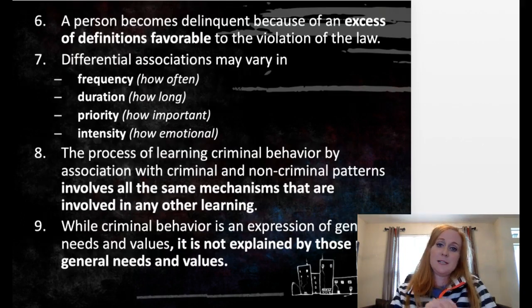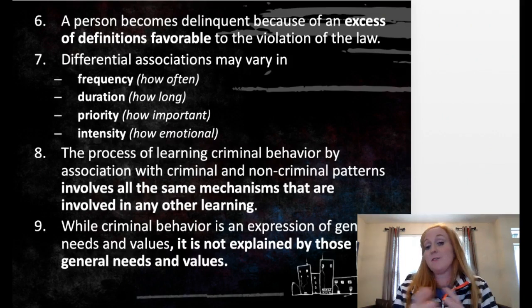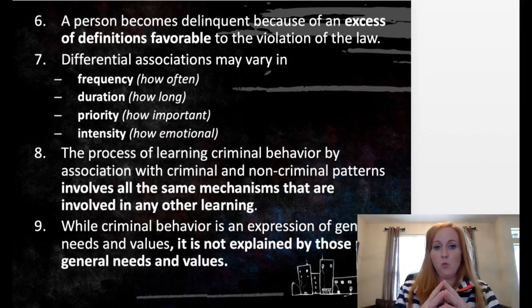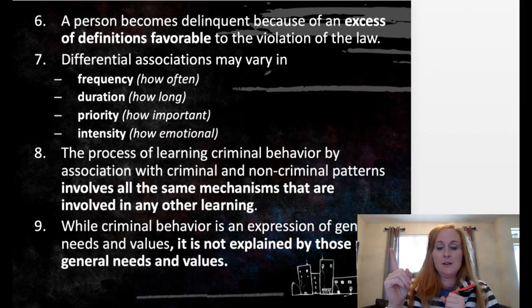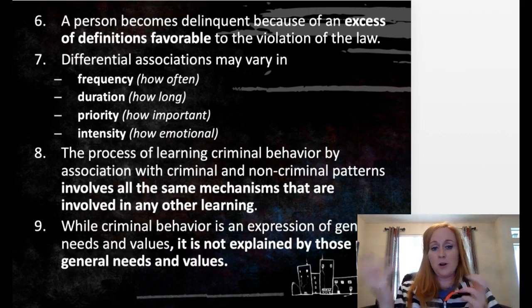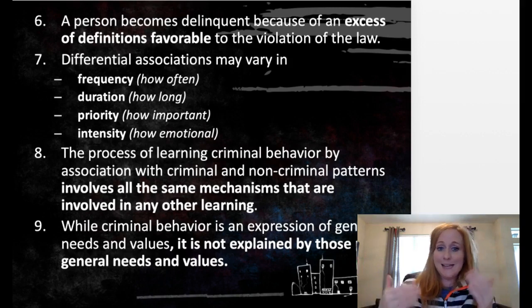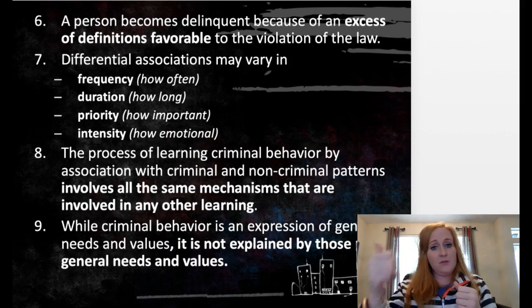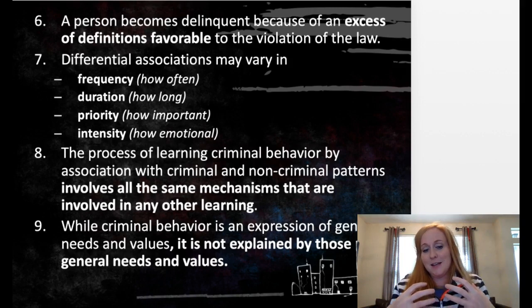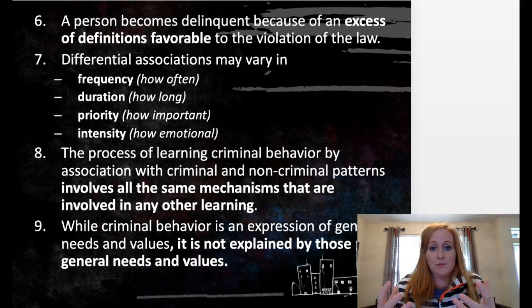Six, a person becomes delinquent because of an excess of definitions favorable to law violations. So this is again where we rationalize why this event needs to happen. Seven, differential associations vary in frequency, how often they happen, duration, how long they are, priority, how important they are, and intensity, how emotional they are. So as they become more frequent, longer, more important, more emotional, they're going to have a lot higher impact on us and be a lot bigger part of us turning to criminal behavior.